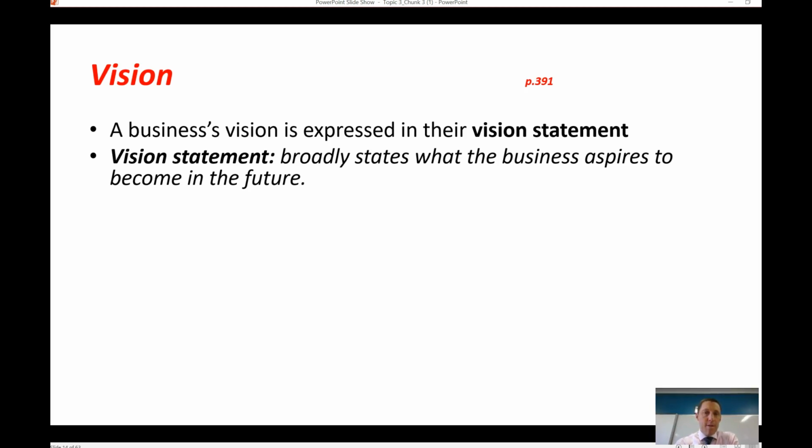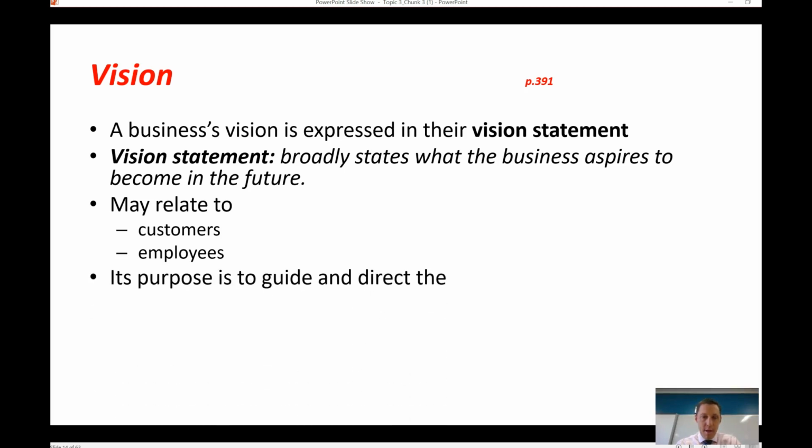And businesses will establish a vision statement, which, as it says there, broadly states what the business is aspiring to become in the future. And that future could be tomorrow, 2 years, 5 years, 10 years. It may relate to what do we aspire to become in relation to our customers, or what do we aspire to become in relation to our staff, i.e. our employees.